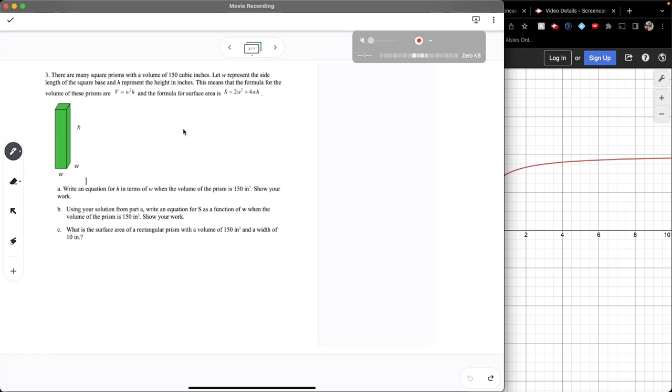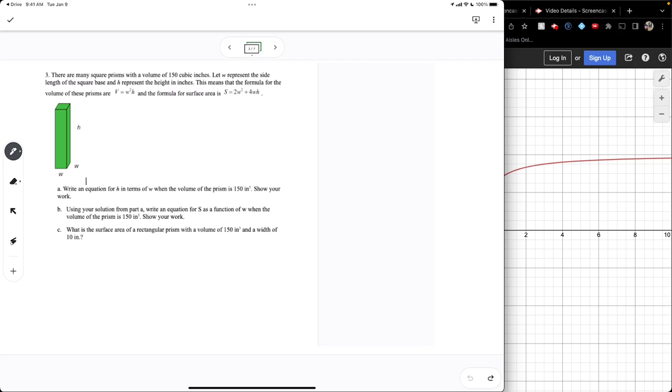Basically, we're going to do this problem the same way we did the cylinder problem in lesson 16, as well as the cylinder problem that was on the CYU. The only difference is now this is a square prism instead of a cylinder, but we're going to do it the same way. So starting with A, which I will do up here, write an equation for H in terms of W when the volume of the prism is 150 cubic inches.